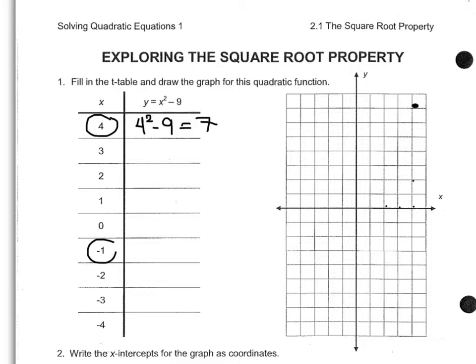Let's do a negative. So how about negative 1? So we're going to substitute negative 1 for the x values. So it's going to be negative 1 squared minus 9. Well, negative 1 squared is 1. 1 minus 9 equals negative 8. So we're going to go over negative 1 and then down 8. 1, 2, 3, 4, 5, 6, 7, 8.